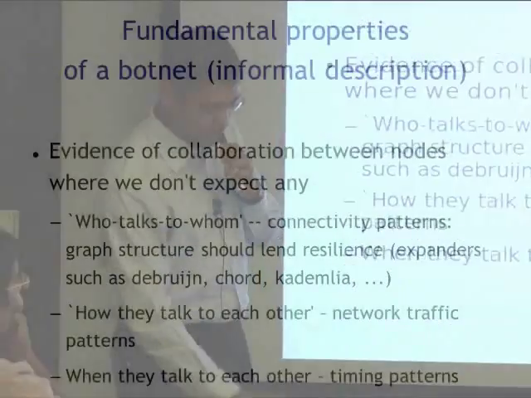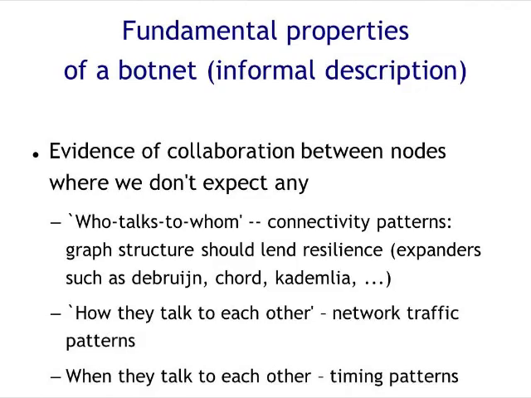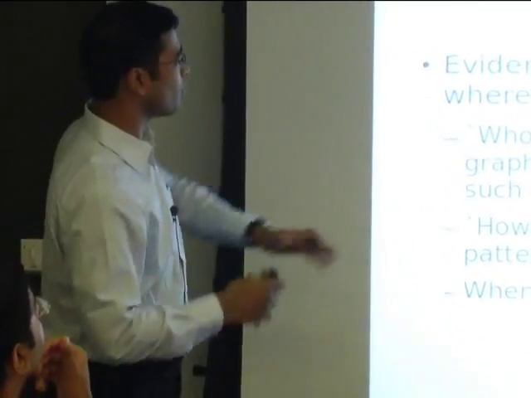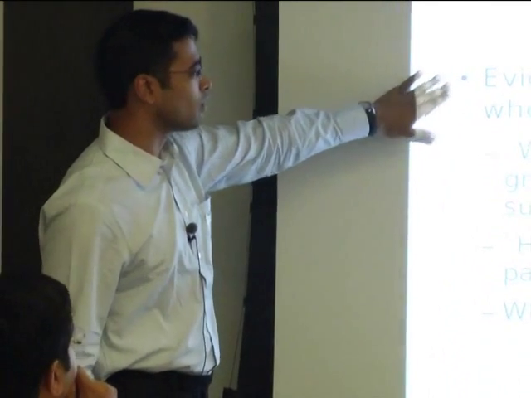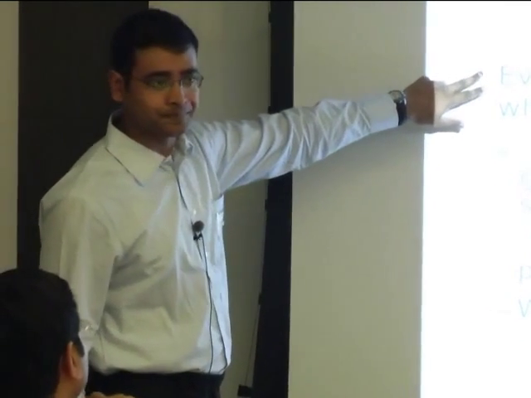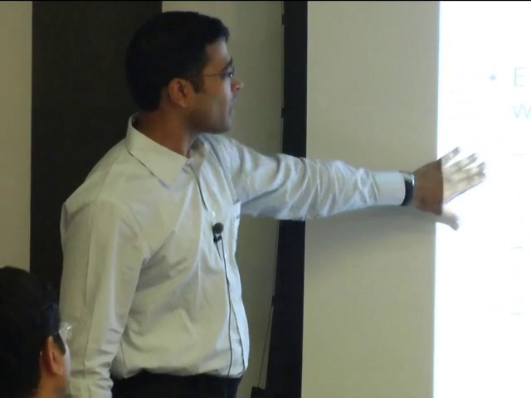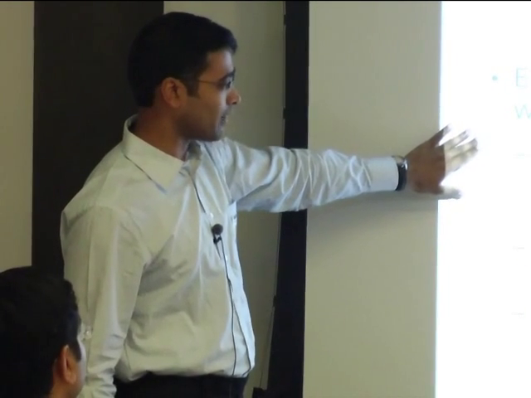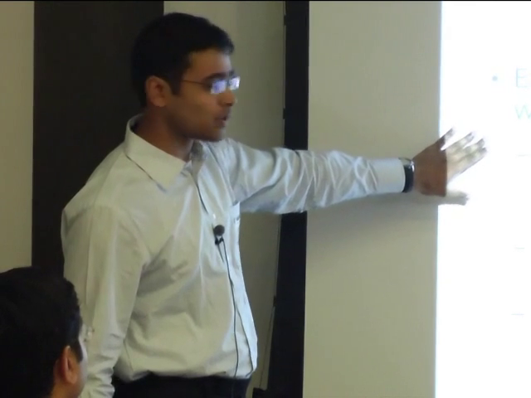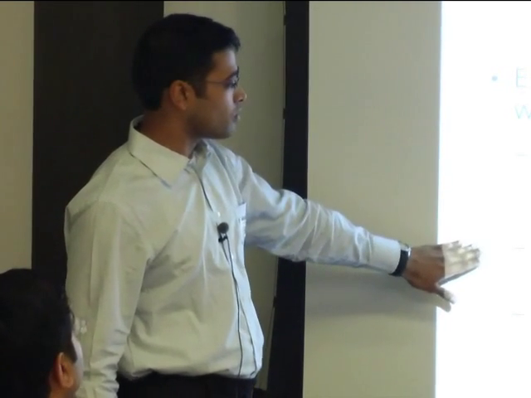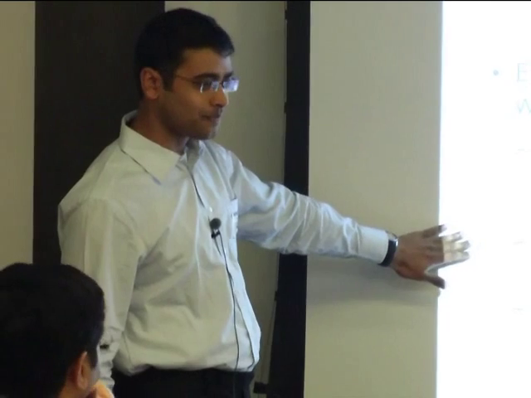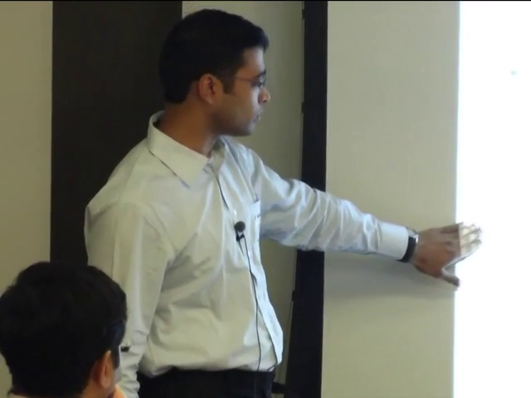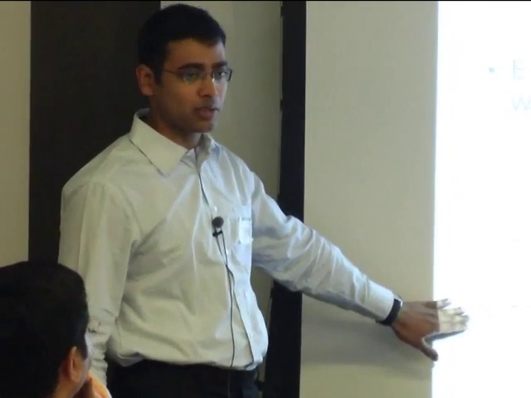Okay, so what is really a botnet? Informal description: what you're looking for is evidence of collaboration between nodes where we don't expect any. You have three sets of information. You have who talks to whom, the connectivity patterns between the computers. You have how they talk to each other, which is what machine learning actually locks on to. And then you have when they talk to each other. These are the three sets of information you have.